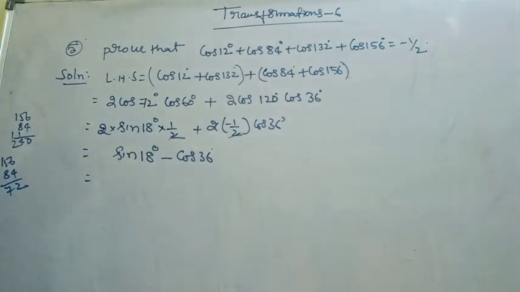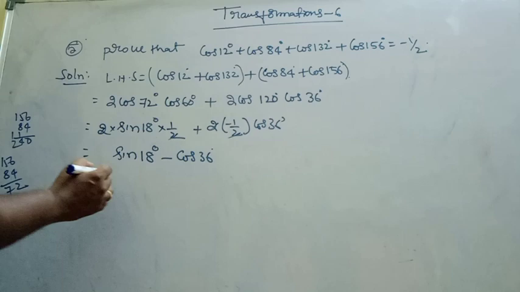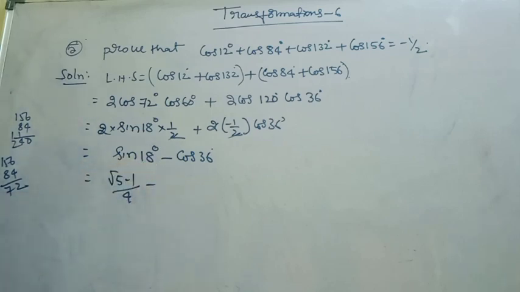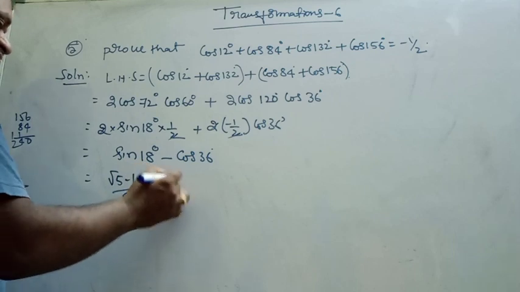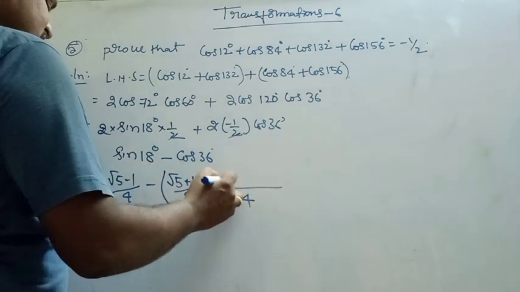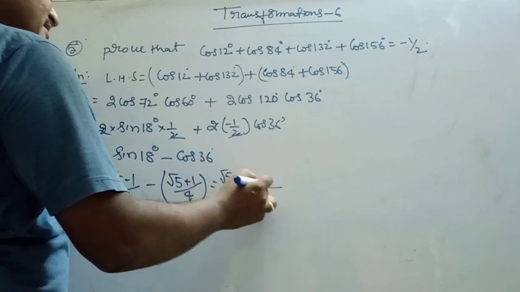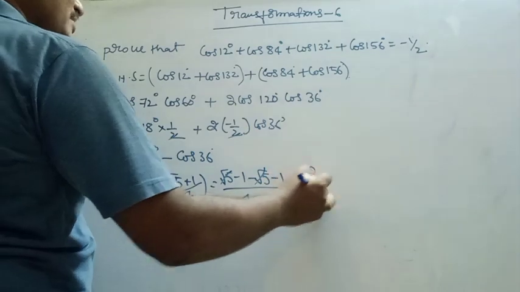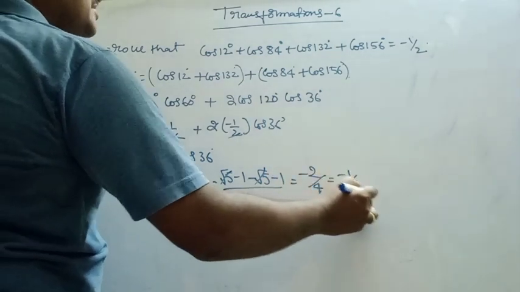Sin 18 degrees value is root 5 minus 1 by 4, minus cos 36 degrees, which is root 5 plus 1 by 4. With the denominator 4, we get root 5 minus 1 minus root 5 minus 1, that is minus 2 by 4. That is minus 1 by 2.